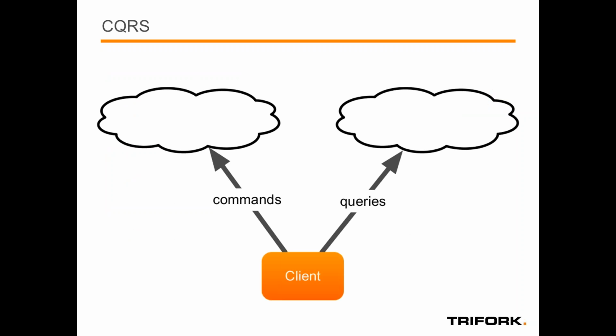So CQRS is a very simple architectural pattern. Basically, it says that you should split an application into two different parts. One part is responsible for processing commands, on the left side of the screen, and the other component is responsible for processing queries, basically demand for information. So if you want to change something in an application, you send a command. If you want to know something, you do a query. And there are two different components involved with handling these.